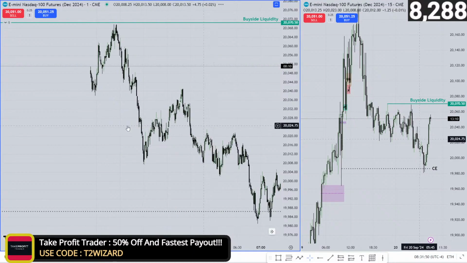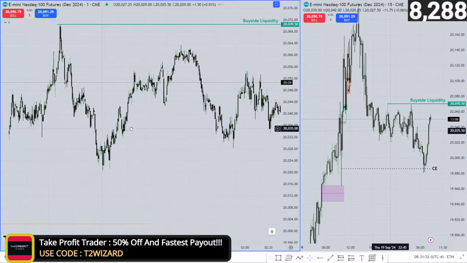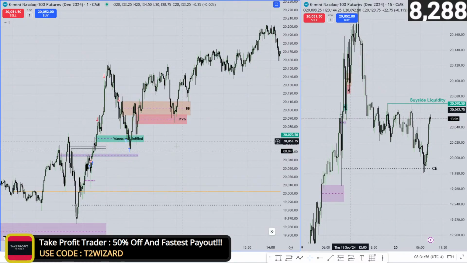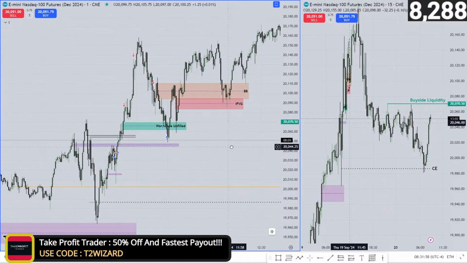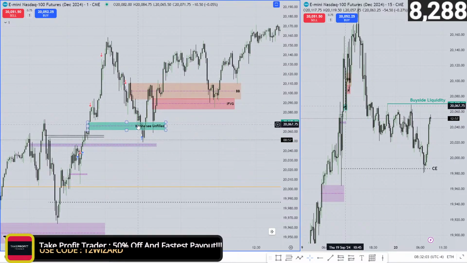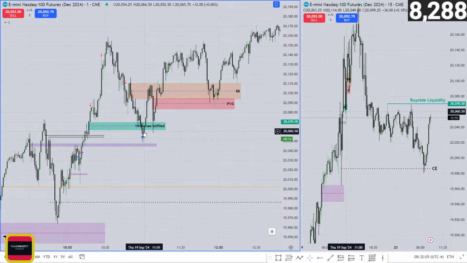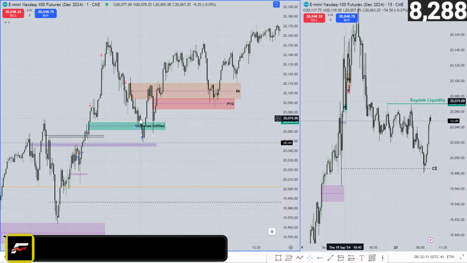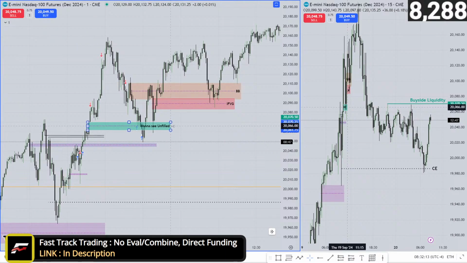Let's come to yesterday's PM session first. I would love to talk about that area. My stream unfortunately closed around there, so I wasn't able to mark it down, but that was the area where I was expecting the market to reach just below that fair value gap. That was my unfilled fair value gap.